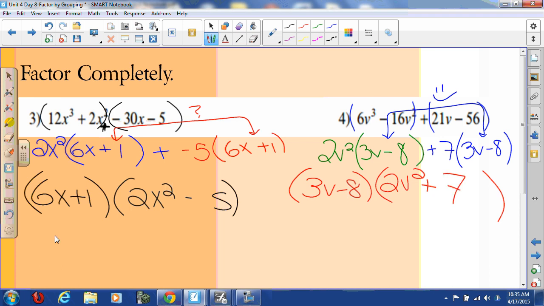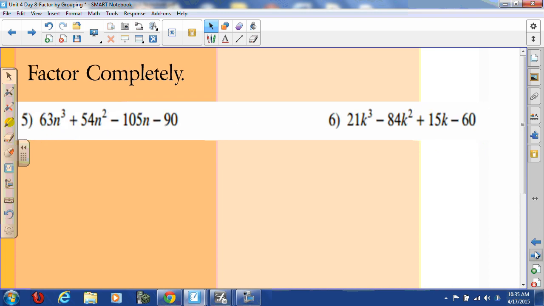Perfect. So I want you to practice some of these for homework. Those 2, please write down in your notes. That's going to be your homework.